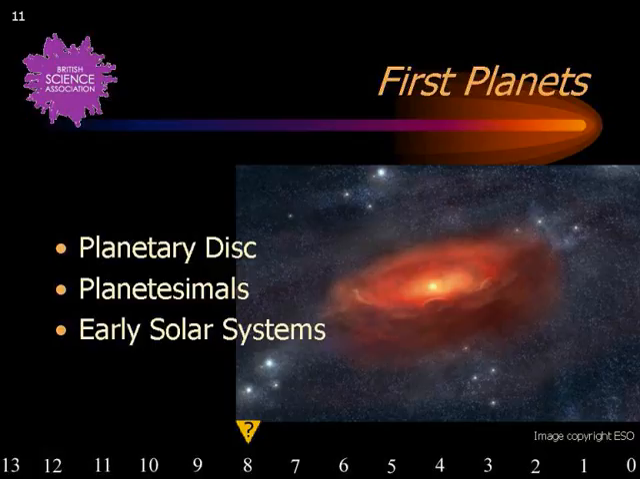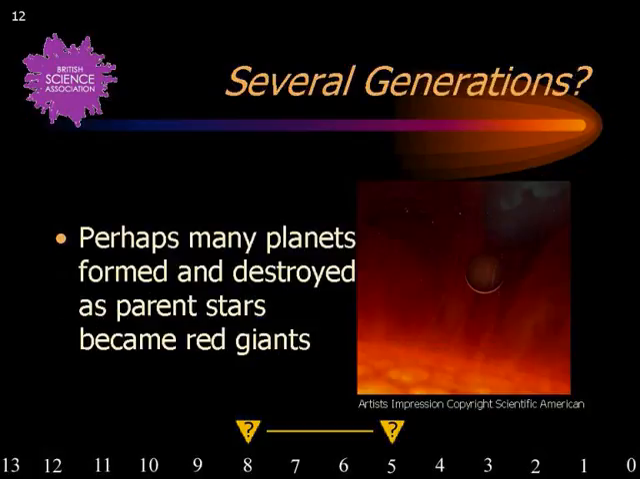So possibly around 8,000 million years ago, we get the early planets. And those early stars will then explode in the same way. And we're not sure. It could be that there were many generations of planets. Early planets, they were destroyed as their stars exploded.